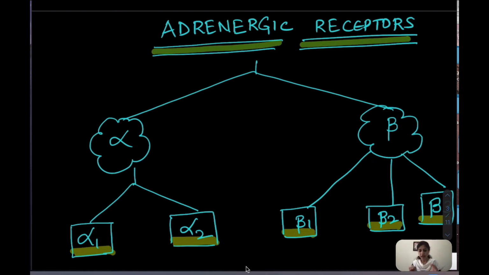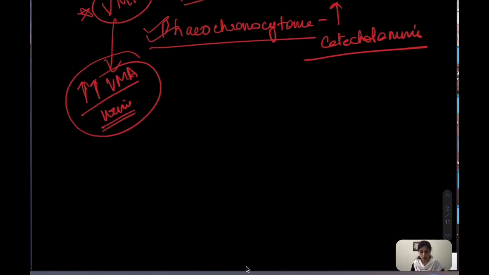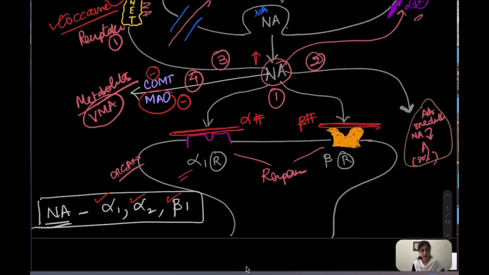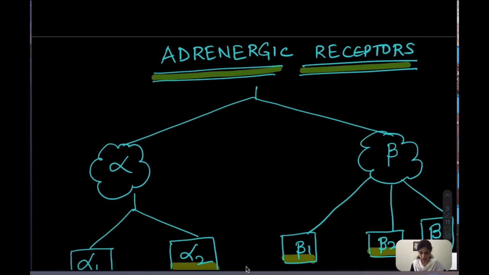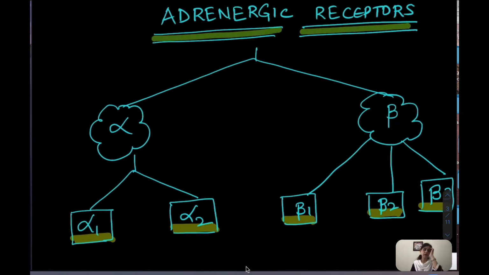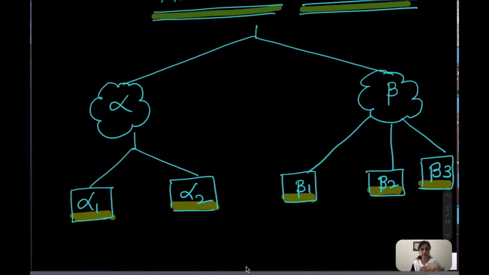So after it has come out of the nerves, it will act on the various receptors you see here, whether it is the alpha 1, the beta receptors, or the presynaptic alpha 2 receptors. Now we are going to study these receptors: where these receptors are present, that is the distribution of these receptors, and what happens when you stimulate them. So let's go and do them one by one.